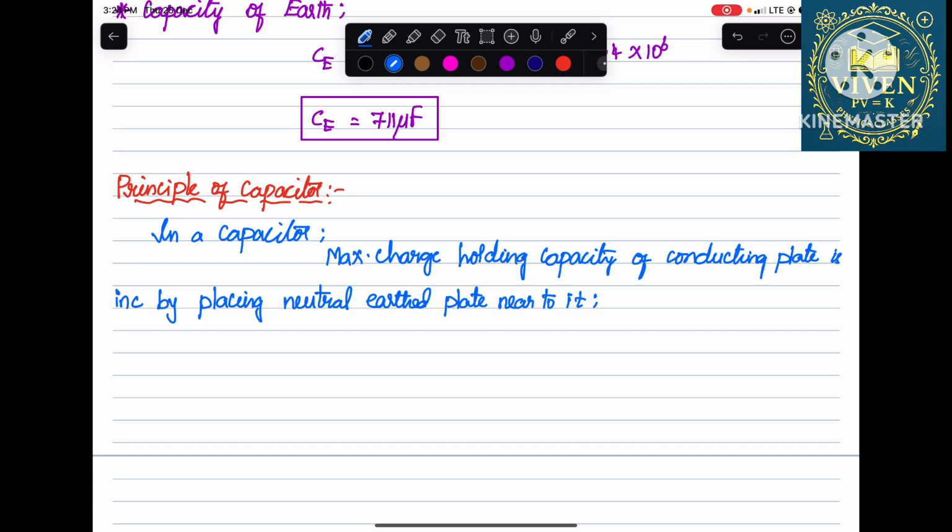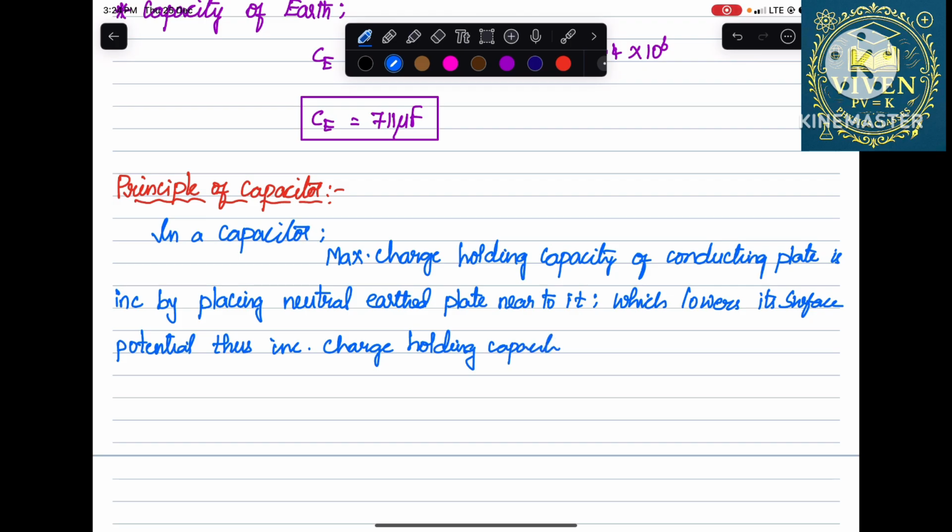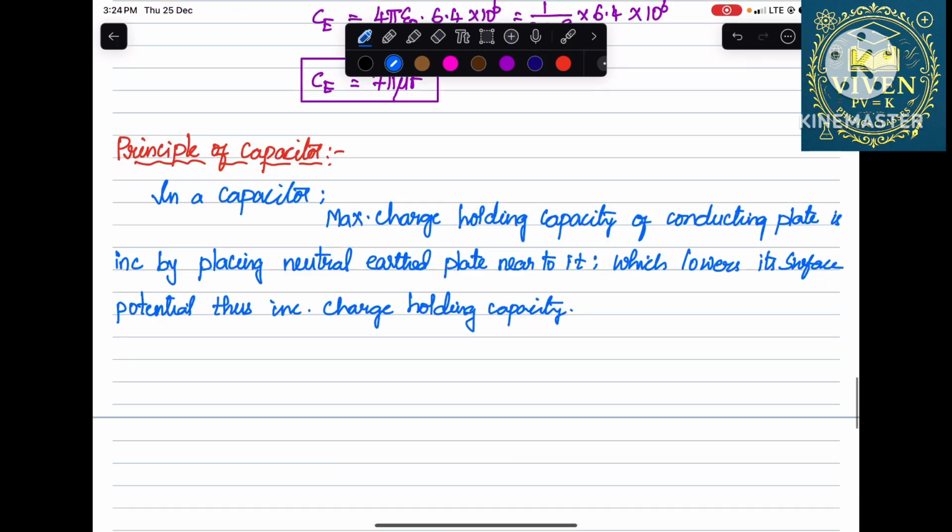So what is the reason for this one? It lowers its surface potential, thus increases charge holding capacity. So using this, two charged plates we can place side by side and make sure one is earthed to make sure these charged plates hold the maximum charge, and that is the principle of capacitor. So now let us enter into the topic.